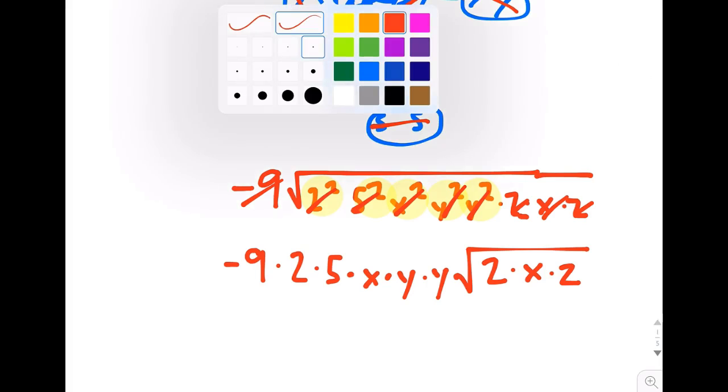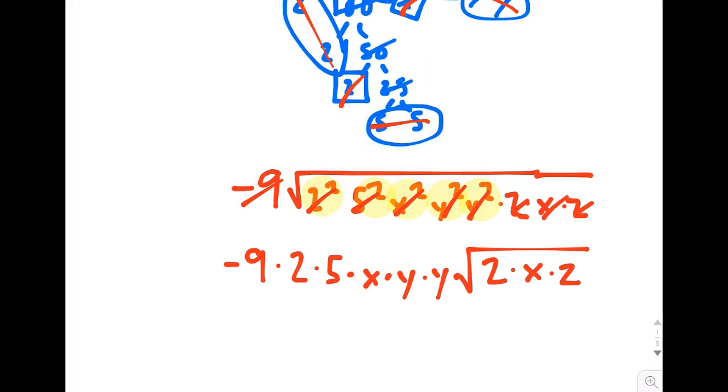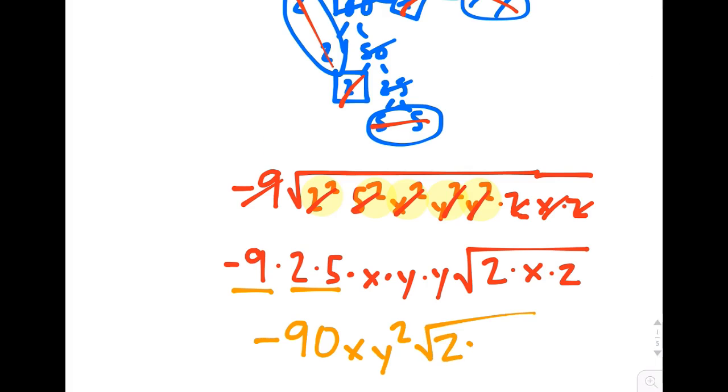Multiplying my numbers out front, I have 2 times 5 is 10, and 10 times negative 9 is negative 90. Do that in the order that makes it fastest. So doing 2 times 5 first makes it a little quicker to do that in your head. I have an x, and y times y is y squared. My leftovers then, 2x z. So try to make your z's and 2's distinguishable. Good luck.